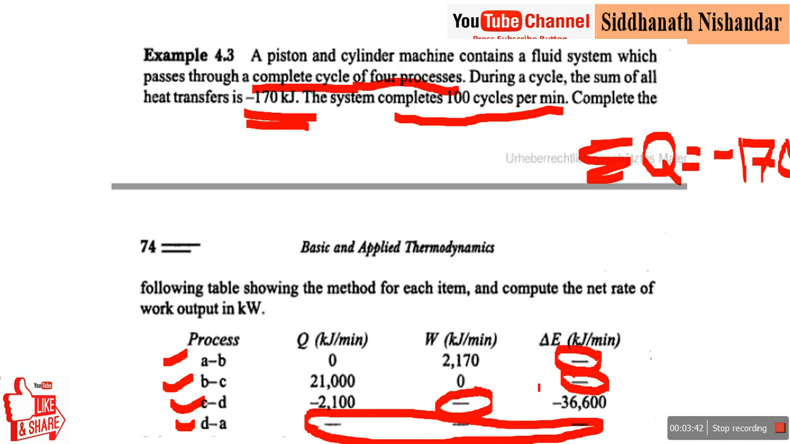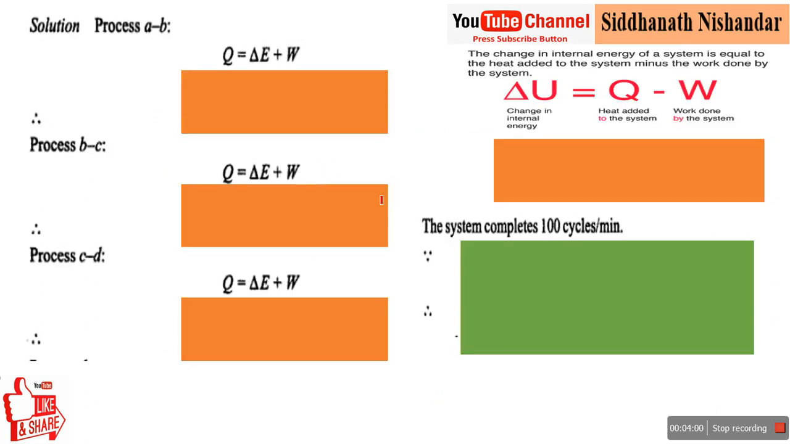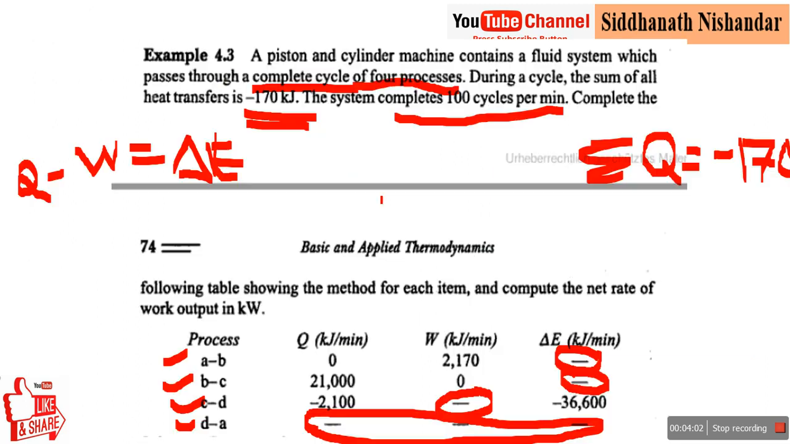If you see the one equation, the net change, that is heat minus W, the net change in energies, that is Q minus W, gives the change in internal energy, that is delta E. We know some basic formulas before solving this numerical. From process A to B, see here I am showing the first process A to B. Q is 0, W is 2170. Find out delta E.